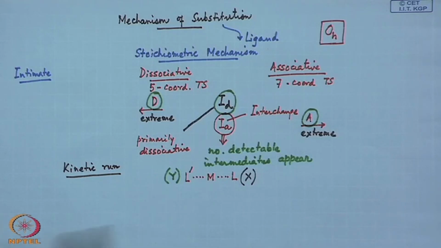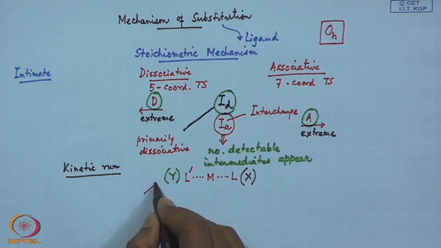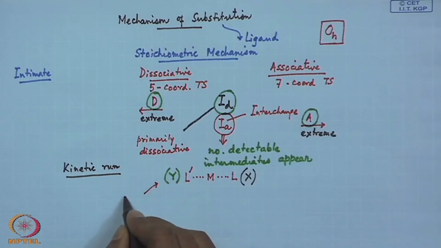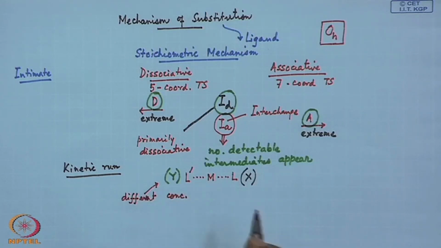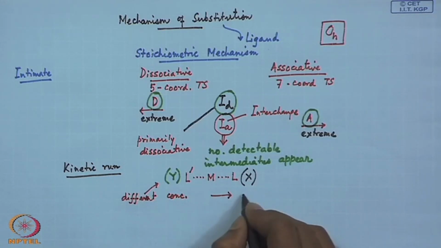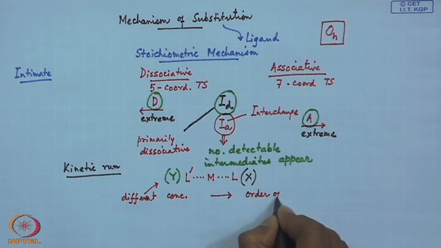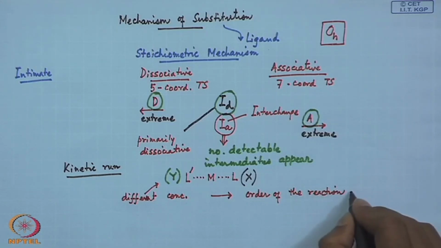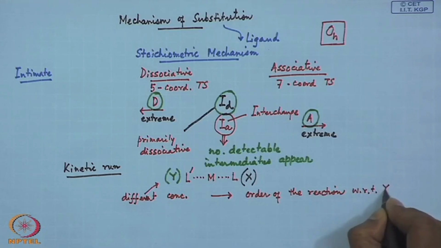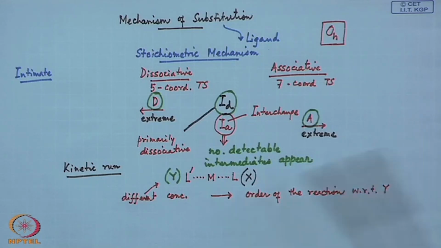Initially, when we consider the rate of the reaction, how is it affected when we use different concentrations of Y? Then what do we get? We get the corresponding order of the reaction with respect to Y.